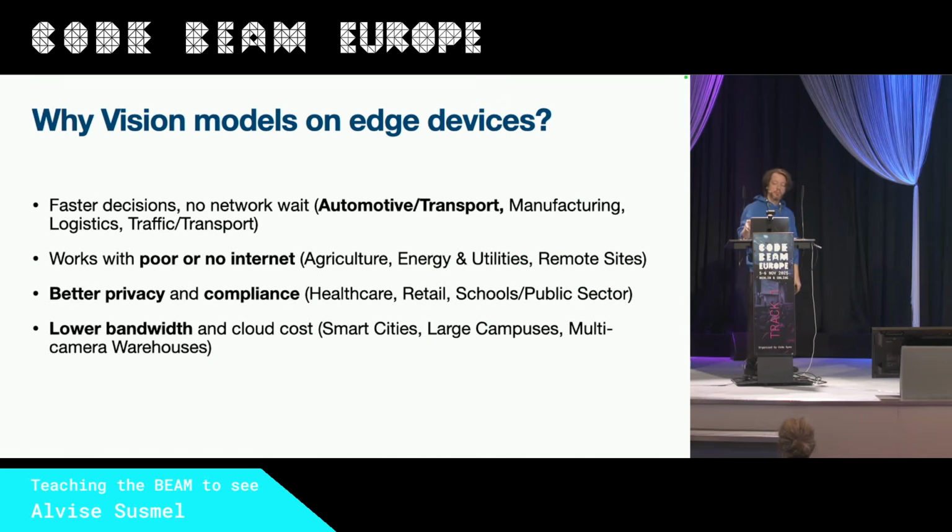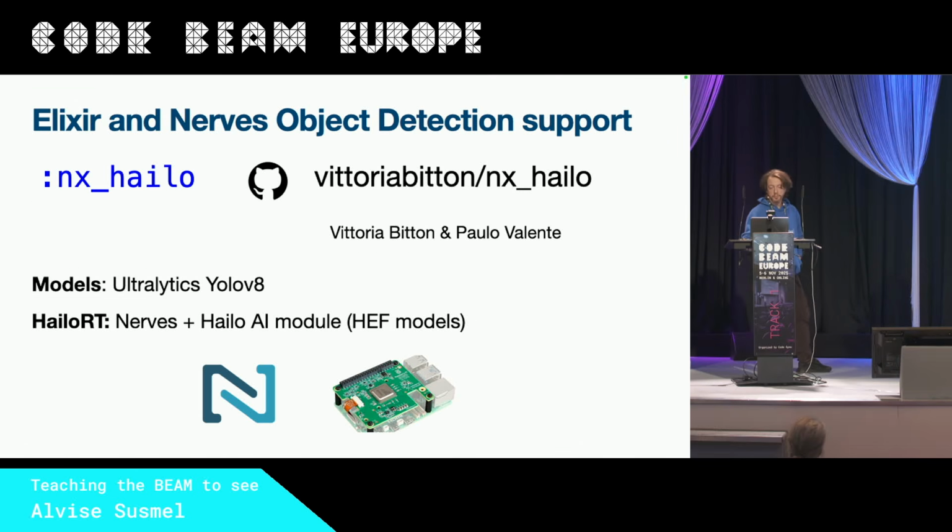The reason why we could need to run these vision models on edge devices in general is that sometimes we can't afford the latency of the network. We need faster decisions, especially in automotive and transport. Or sometimes we don't have an internet connection, or we have a poor connection, and sometimes for privacy, we really can't send the data outside the device.